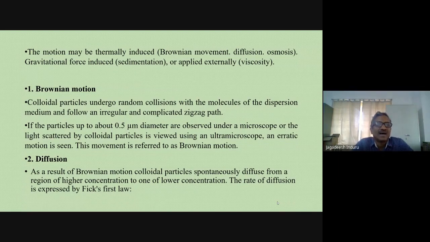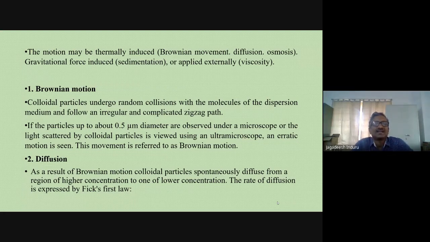We know that particles having a size less than 5 micron travel as they like. The colloidal particles undergo random collisions. They will be hitting each other and the molecules of the dispersion medium, whatever we are using as a solvent, and follow an irregular and complicated zigzag path.